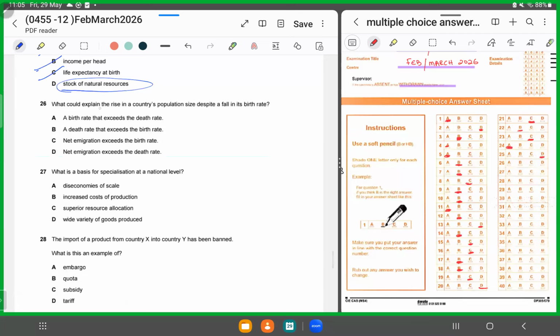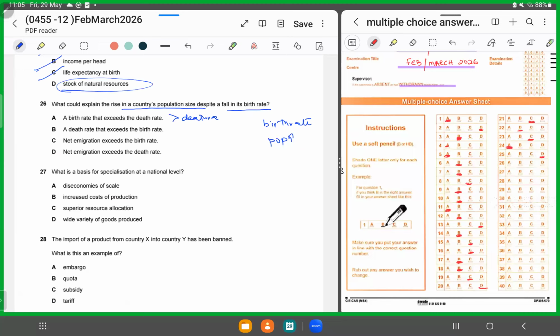What could explain the rise in a country's population despite a fall in the birth rate? Even though the birth rate is falling, yet the population is increasing. Why? A birth rate that exceeds the death rate, but they're saying the birth rate is falling. Yes, that's correct. That means even though the birth rate is falling, it is still higher than the death rate.